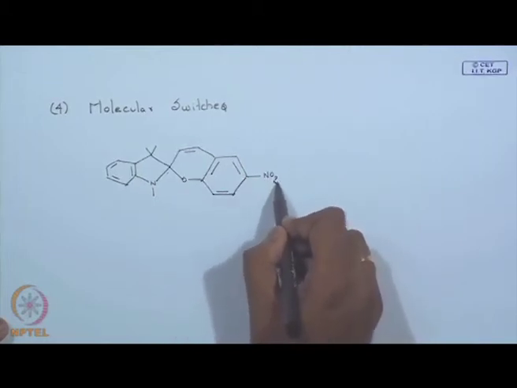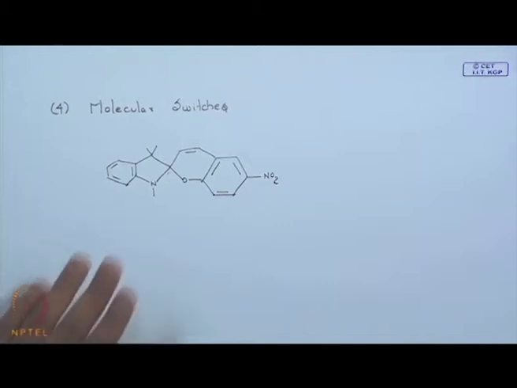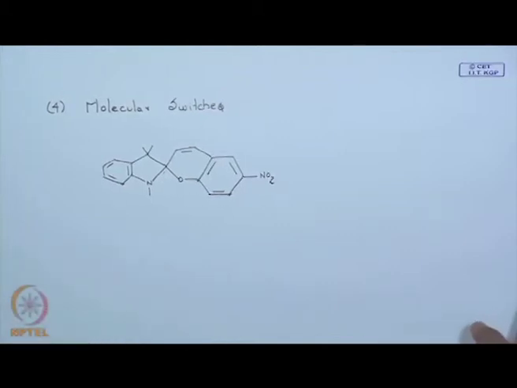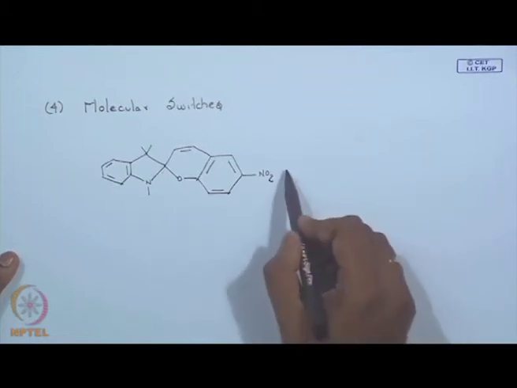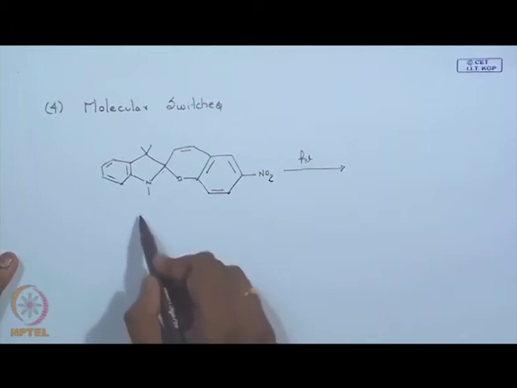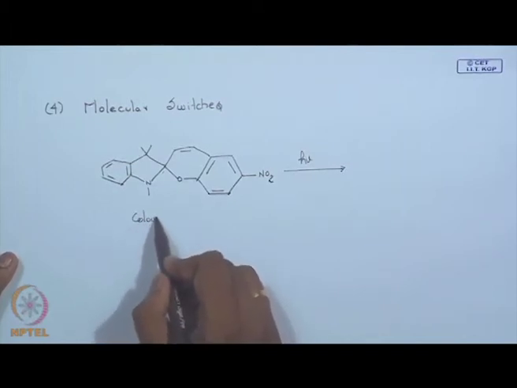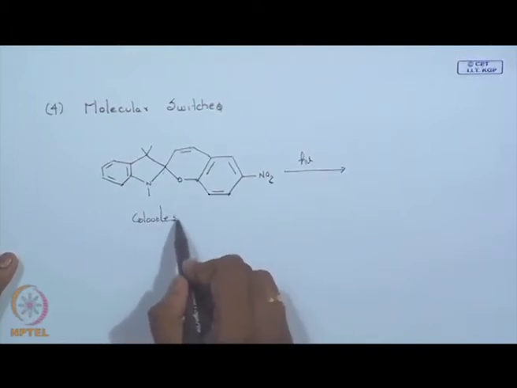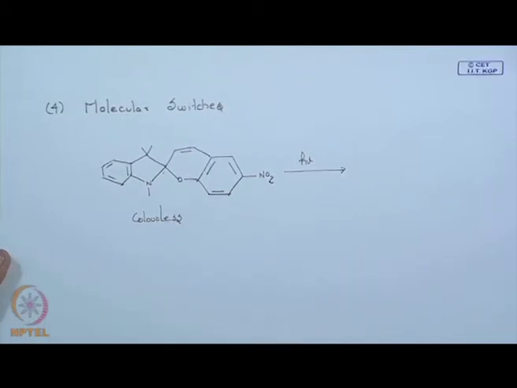Electro. Okay, this is a very good molecule. Now if I take this molecule and if I photolyze it, this molecule is colorless. Fine, this molecule is colorless. So if I photolyze this molecule, what can you expect?